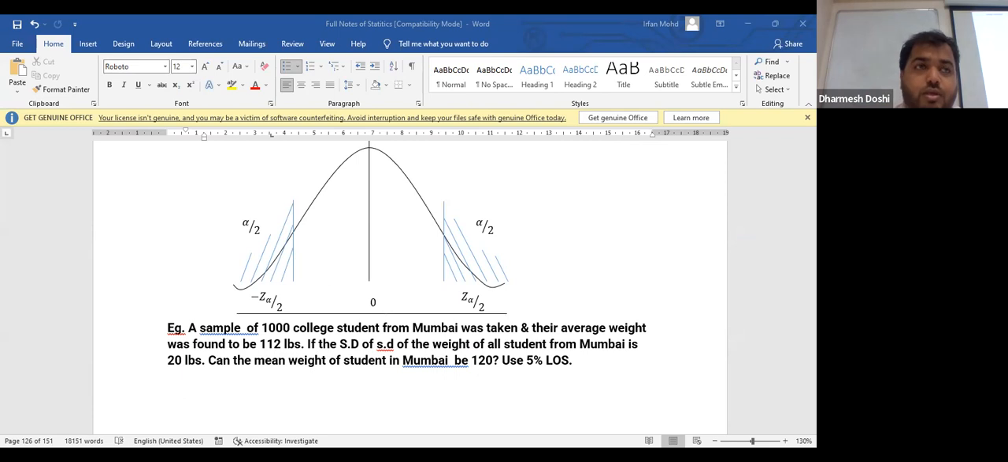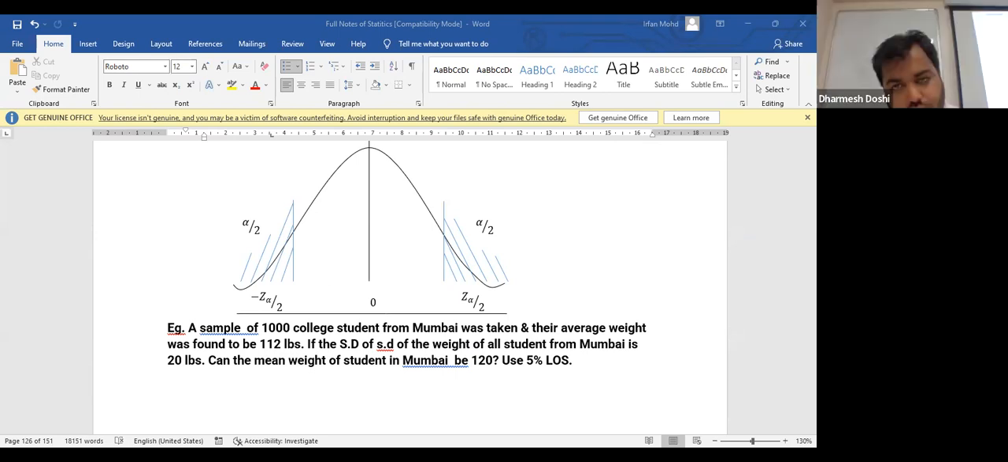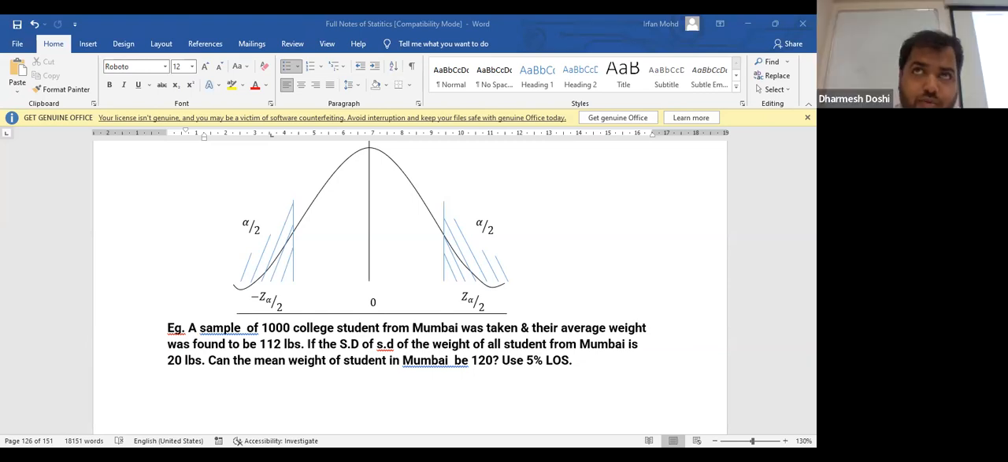Clear? Sir, please, will you repeat again? It is used to compare mean. Yes, this much. Compare mean. Done. This is the point. Right? There are 2 types of Z-tests, 1 sample and 2 sample. Draw this diagram.